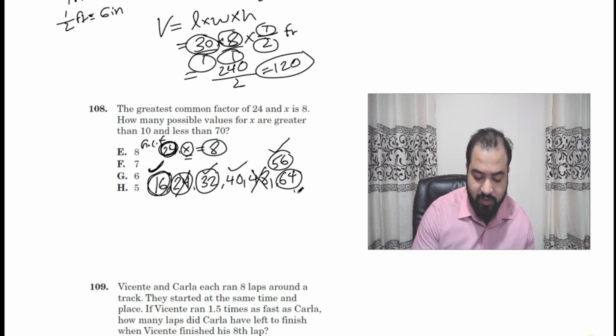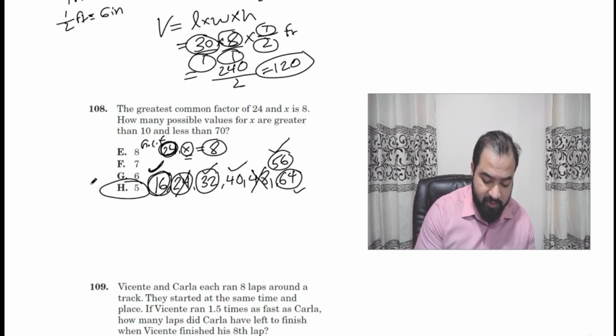So only 16, 32, 40, 56, and 64 work. So 24 and 48 don't work. So that's 5 of them. So the answer is 5.